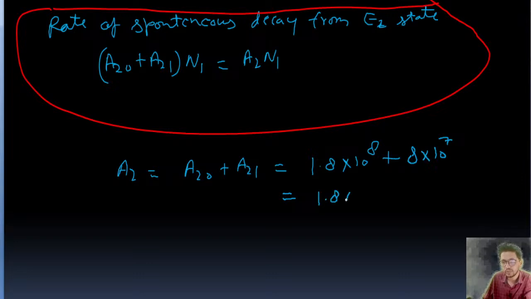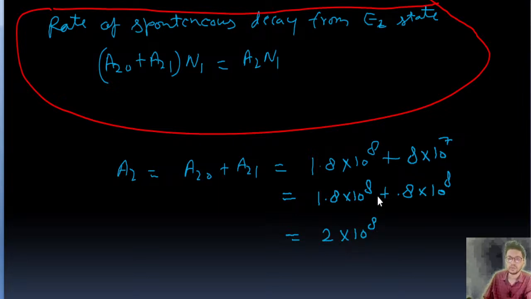So this is 1.8 into 10 to the power 8, plus we can write this as 0.8 into 10 to the power 8 for adding, right? So this is going to be 2 into 10 to the power 8. 2 into 10 to the power 8 is the value of A2, guys. So this is the rate of spontaneous decay from the E2 state, (A20 plus A21) N1 equal to A2 N1, and we have got the A2 value now.